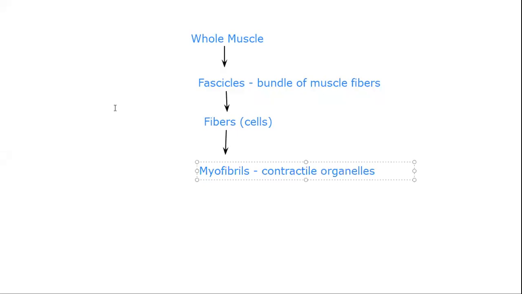Then you will see in the next video, I've handwritten it down. I don't have access to a document camera at home like I do at work. So we'll pick up talking about myofibrils, sarcomeres, filaments in the next video.